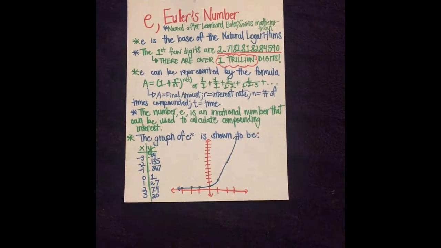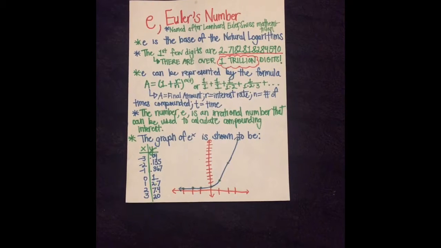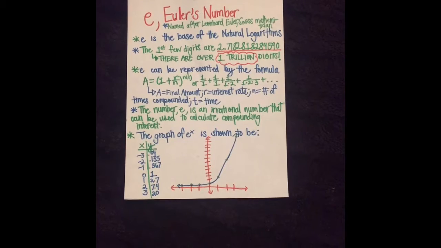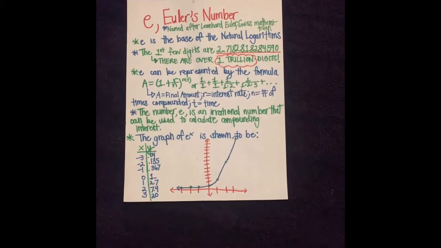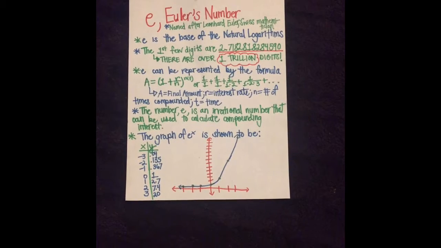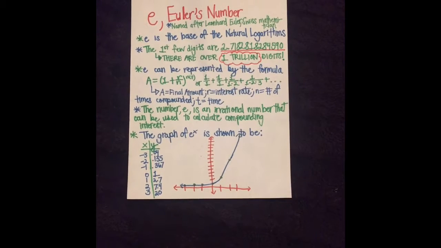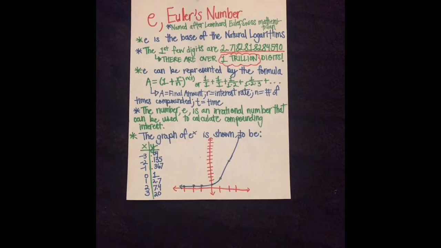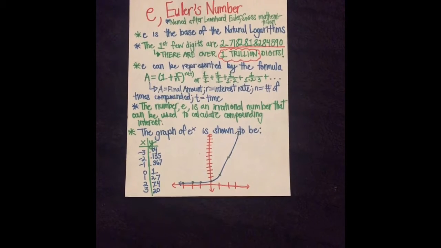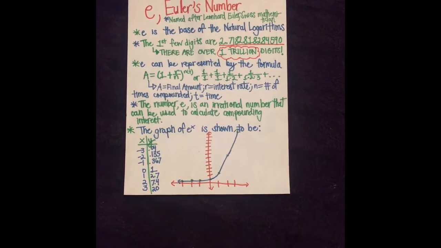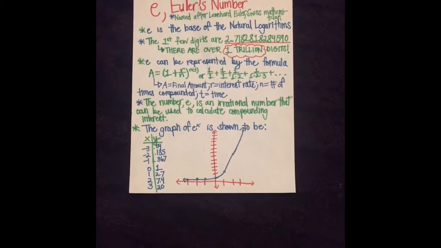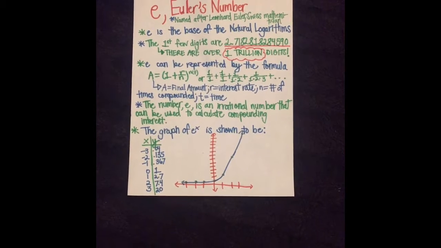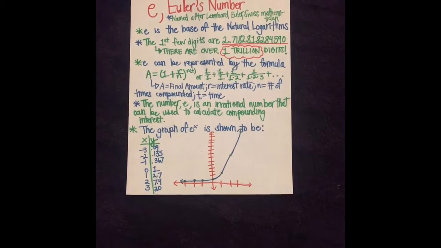E can be represented by the formula A equals 1 plus r over n to the power of n times t, where A equals the final amount, r equals the interest rate, n equals the number of times compounded, and t equals time. Or it can be represented by 1 plus 1 over 1, plus 1 over 1 times 2, plus 1 over 1 times 2 times 3, and so on. The number E is an irrational number that can be used to calculate compounding interest.